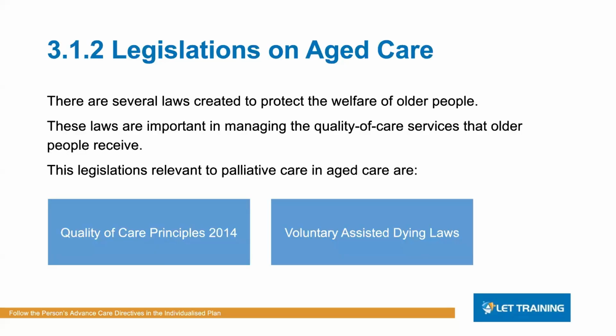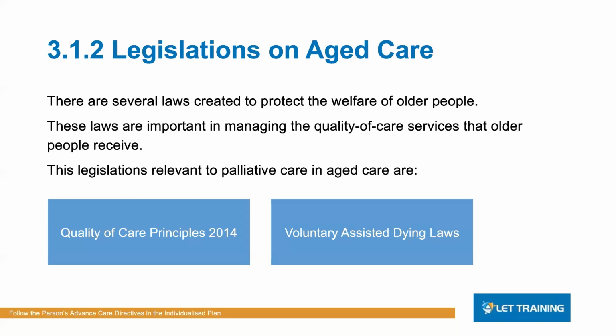Legislations on aged care. There are several laws created to protect the welfare of older people. These laws are important in managing the quality of care services that older people receive. The legislations that relate to palliative care and aged care are the Quality Principles of 2014. This regulates the quality of aged care providers. Other details of this document include laws for flexible care services. Care may be provided in a residential or home setting and comply with aged care standards.